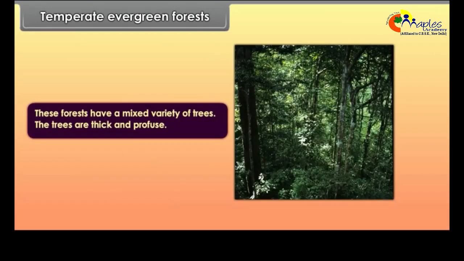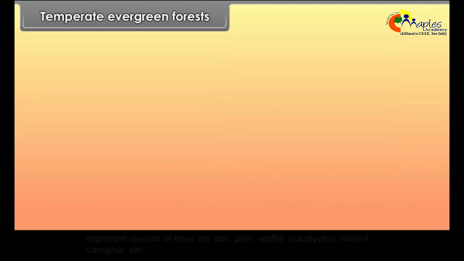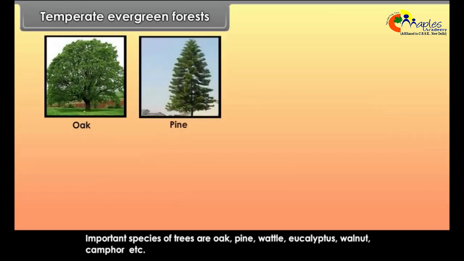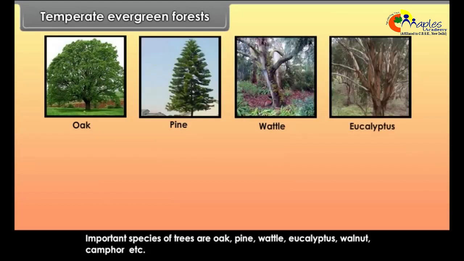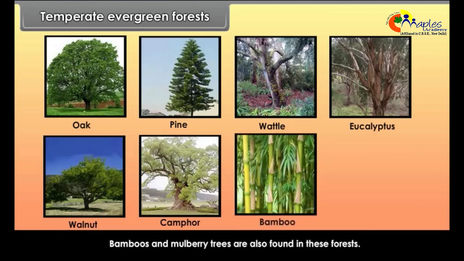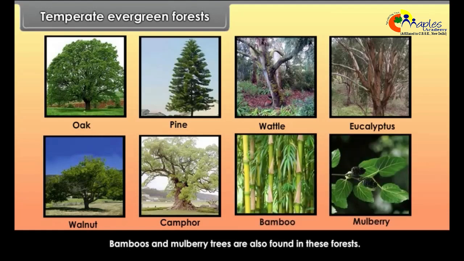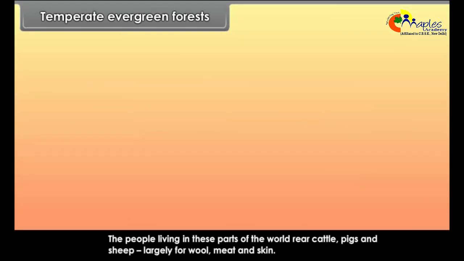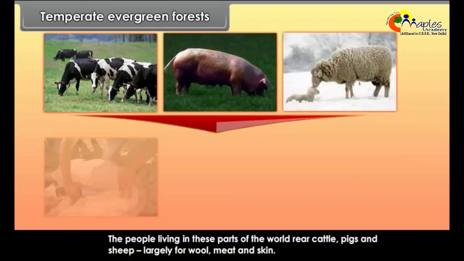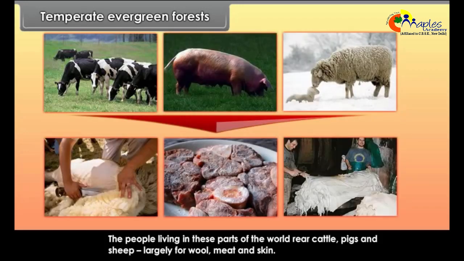Characteristics. These forests have a mixed variety of trees. The trees are thick and profuse. Important species of trees are oak, pine, wattle, eucalyptus, walnut, camphor, etc. Bamboos and mulberry trees are also found in these forests. The people living in these parts of the world rear cattle, pigs and sheep largely for wool, meat and skin.